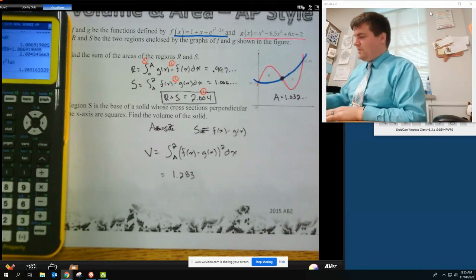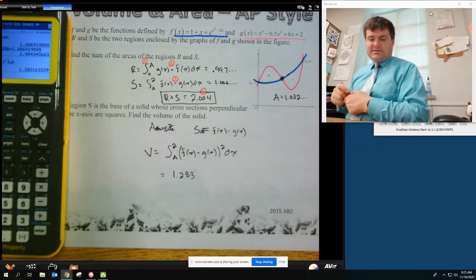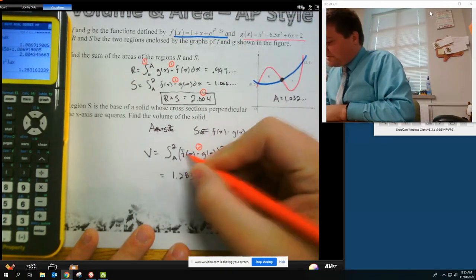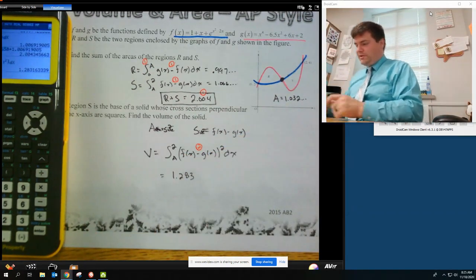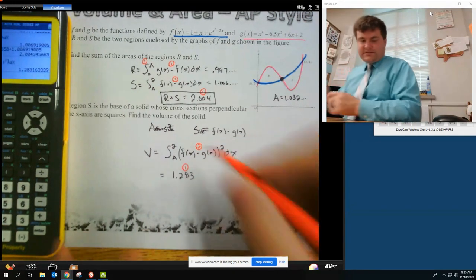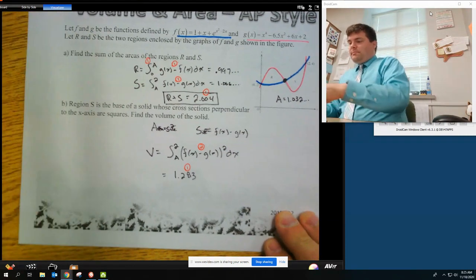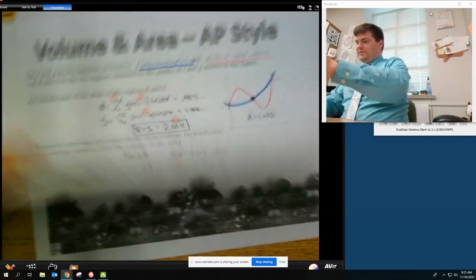Okay, if this is being graded, the integrand is worth 2 points. So doing this, f of x minus g of x with the square, that's 2 points. And then the answer is a point. Okay, so here we go. 2 parts. Let's go to our last part right here.